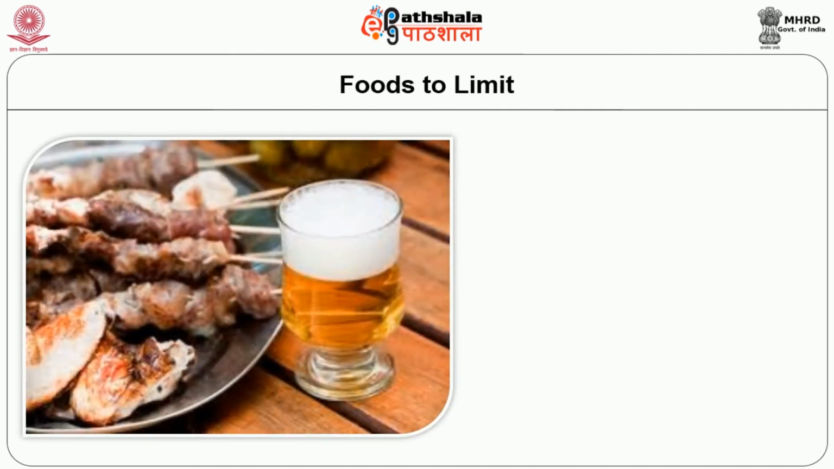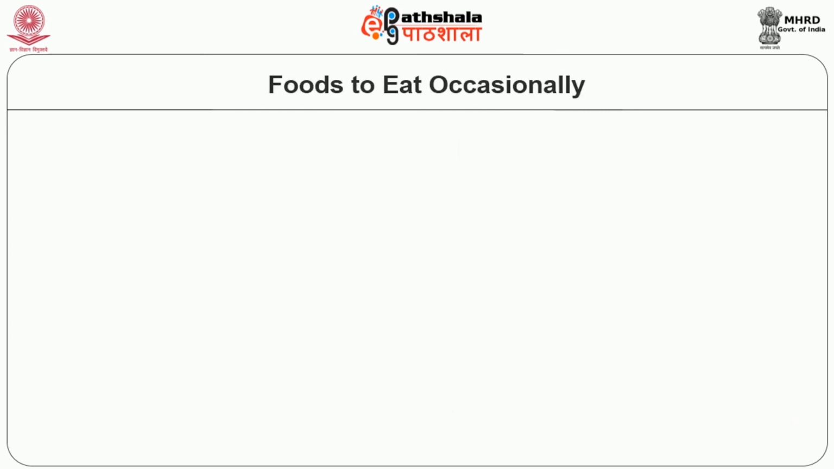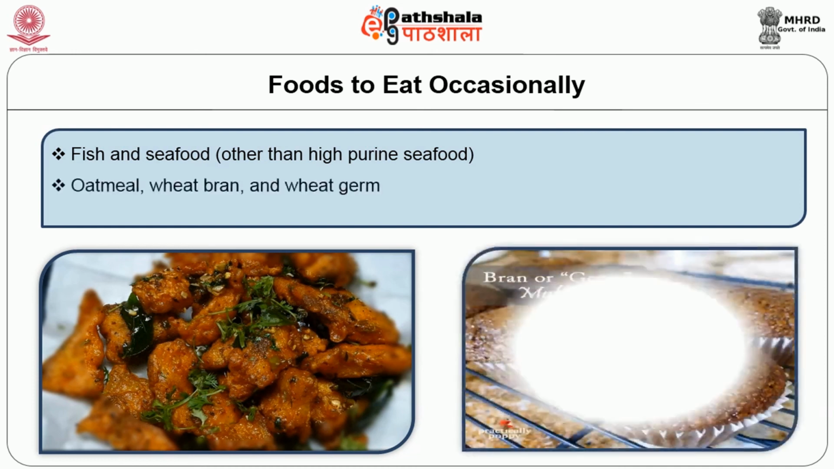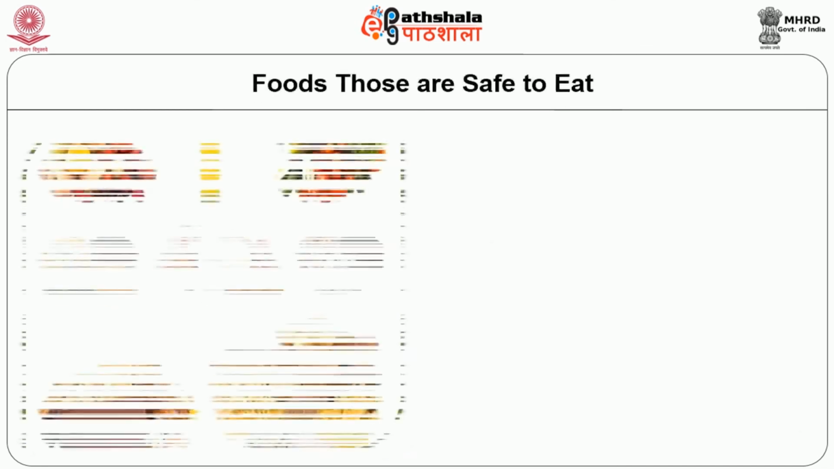Following are the foods that have to be limited. Organ meats such as liver, kidney, brains, meat including beef, pork and lamb, caffeine and other carbonated beverages and beer are the foods that have to be consumed occasionally. Fish and seafoods, other than pureed seafood, oatmeal, wheat bran and wheat germ. Even other brans from minor millets also have to be taken care of.